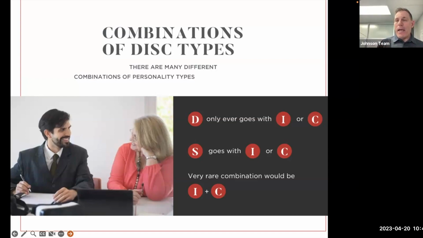For a high I, a script helps you stay on track with where you're going, because you'll go, we're talking about soccer with the kids, and all of a sudden, oh yeah, we're here to sell houses. For a C or an S, it gives you permission to ask for the appointment, because S's tend to not want to ask for the appointment because they don't want to make somebody uncomfortable. And for C's, it gives them a process so they know, okay, if I do A, B, and C, I will get to the appointment.